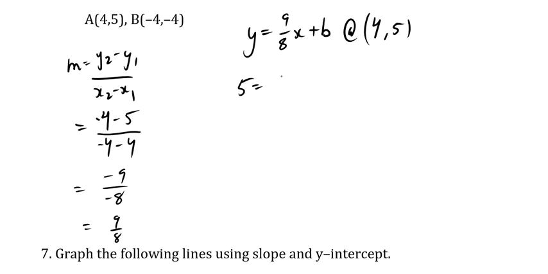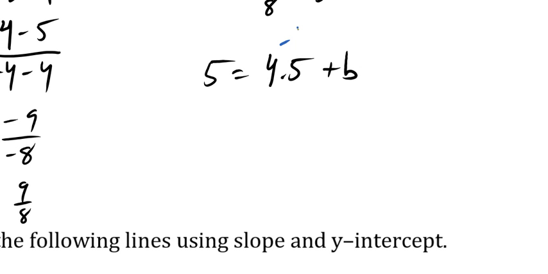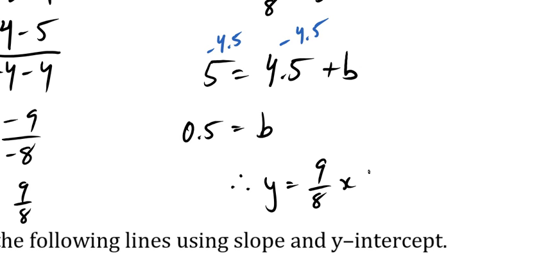So 5 equals 9 over 8 times 4 plus b. So I'm going to go 9 times 4 divided by 8. 5 equals 4.5 plus b. Usually you don't get decimals in this. Subtract 4.5 from both sides. But a decimal of 4.5 isn't bad. 5 minus 4.5 is 0.5 equals b. Therefore, my equation is y equals, don't forget the slope, 9 over 8 x plus 0.5.